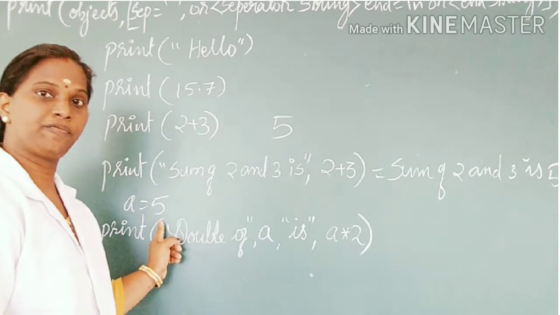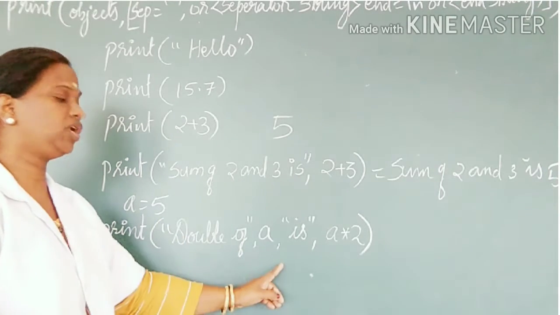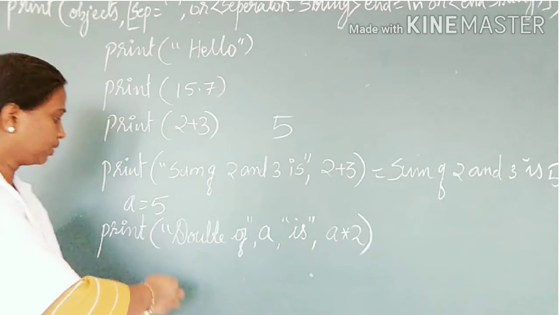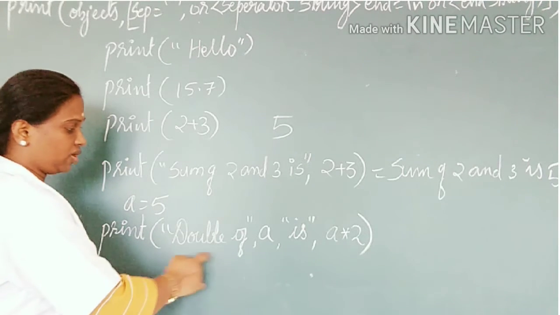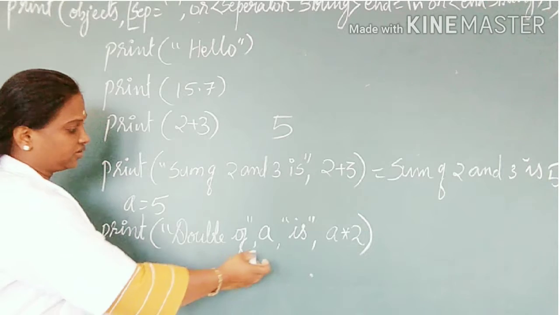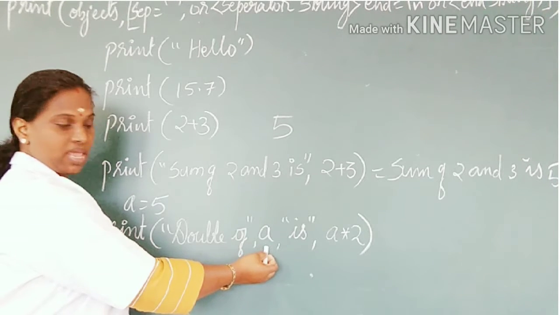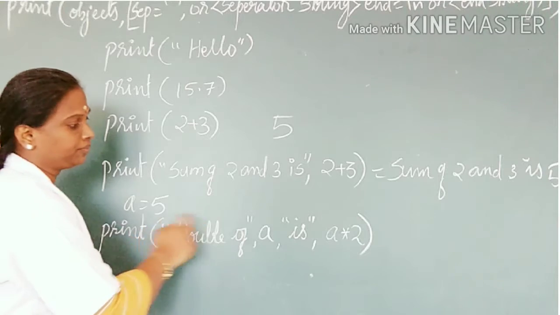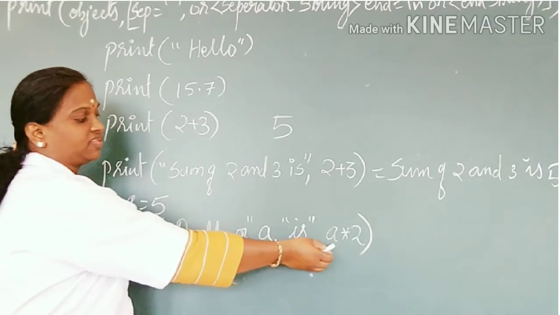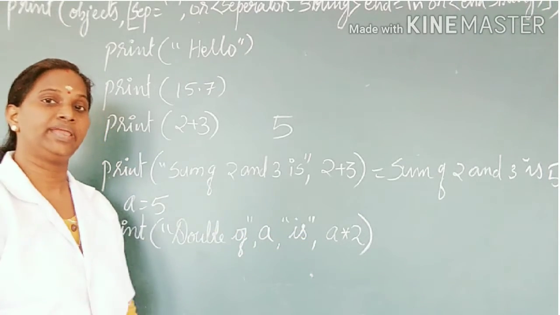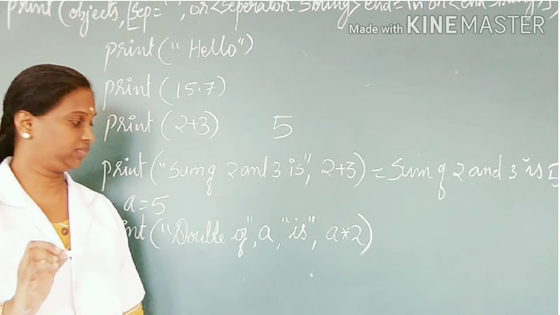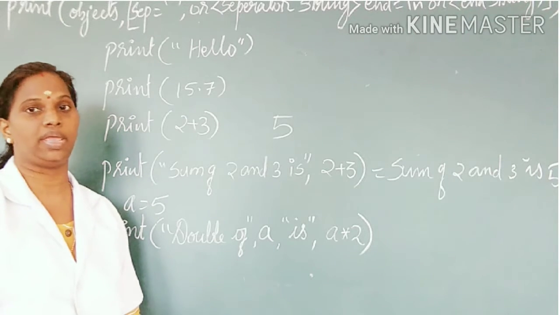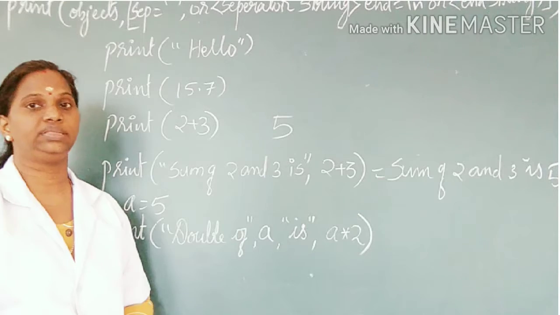A is equal to 5. Then print "double of A is". See here, "double of" is in between double quotes. Then use the variable A, because here we defined A is equal to 5. Then "is" in double quotes. Then A star 2, to find the double.